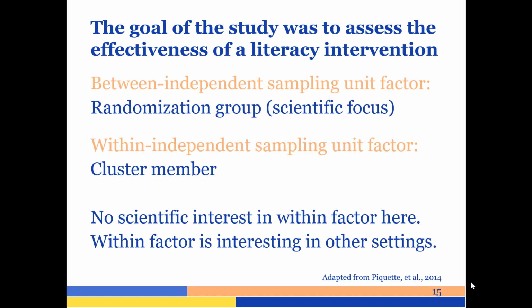The between independent sampling unit factor was the randomization group, with schools being randomized into intervention and control. The within factor was the cluster member, but notice that there were 2 levels of clustering within factors, with classrooms in schools and students within classrooms. In this example, we are not interested in the within factor or cluster members from a specific scientific perspective. In other settings, you may be interested in this. For example, you might be interested in looking at the differences within a school if you were the school principal, but this is not the scientific objective here.